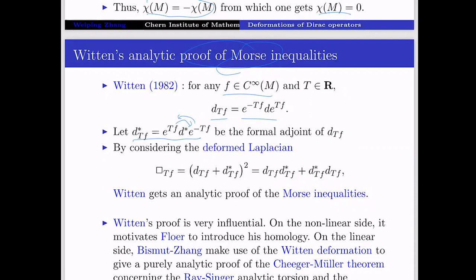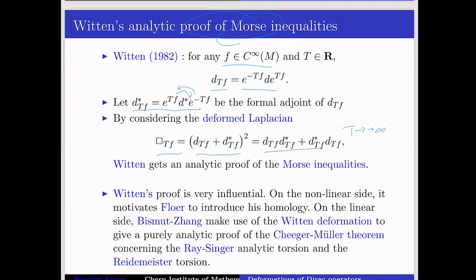And then he formed the Witten Laplacian instead of the usual Hodge Laplacian. And he studied when t tends to infinity for a Morse function, and then you can give an analytic proof of the Morse inequalities. I will explain the basic ideas a little later. So I just simply mention that Witten's proof has been very influential.